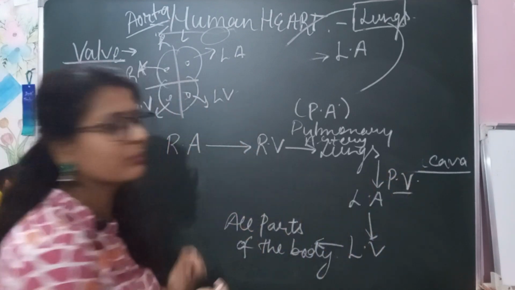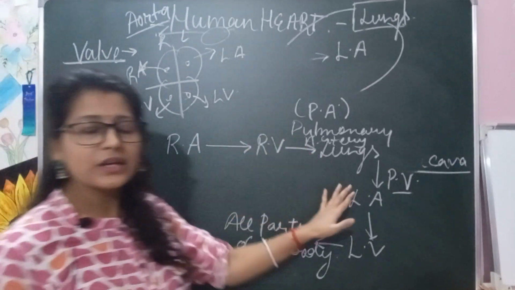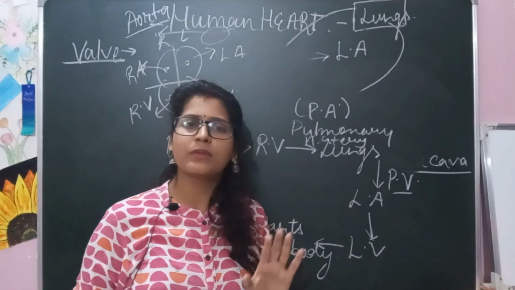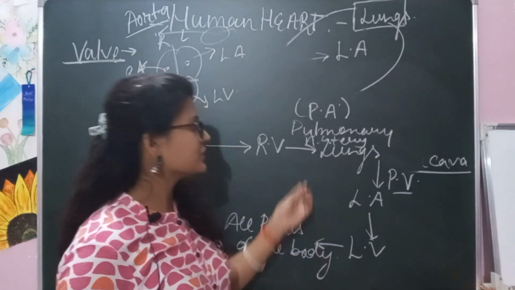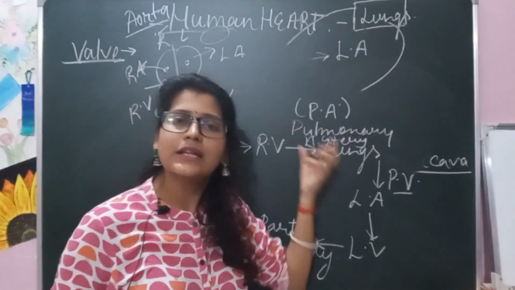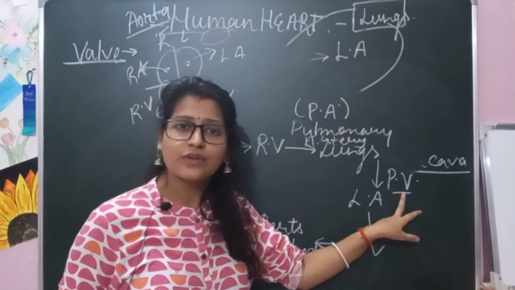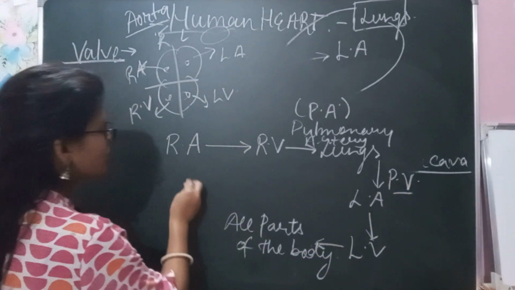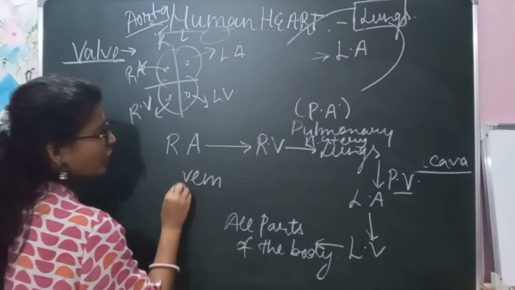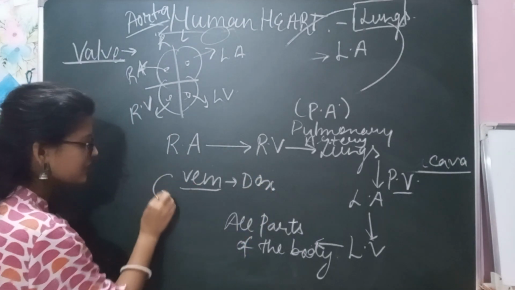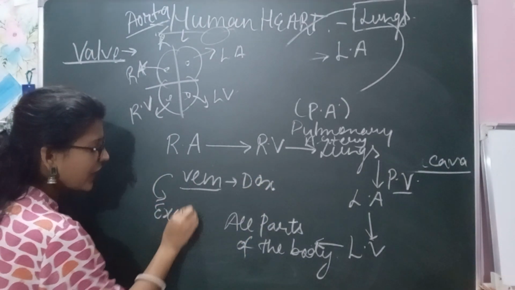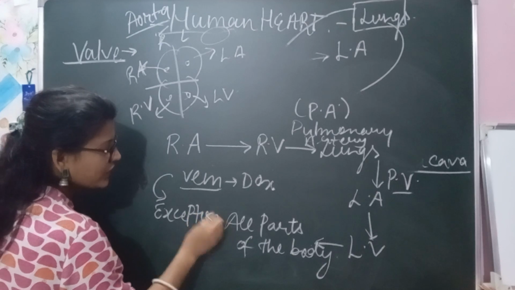Generally, arteries always carry pure blood, we know that. But the pulmonary artery is an exception, in which it carries deoxygenated blood. As we know, veins always carry deoxygenated blood. But here is an exception. Exception means what? It is an exception, right? For example, exception means what?